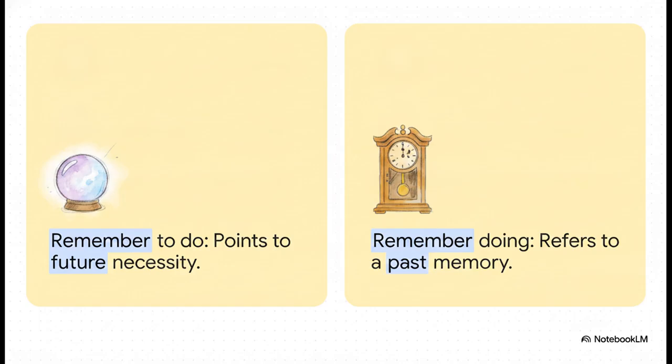The gerund, on the other hand, looks backward. It captures a lived experience. Saying, I remember locking the door points retrospectively to an action that is securely in the past. This divergence in time is just a fantastic quirk of English cognitive grammar.